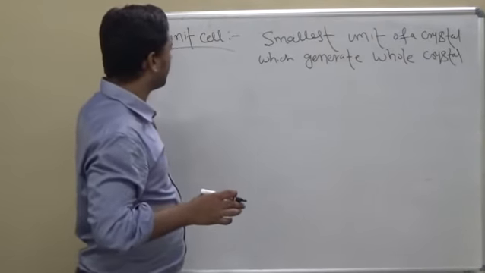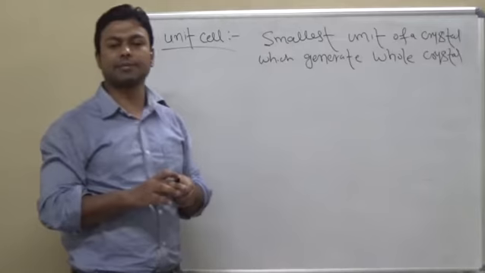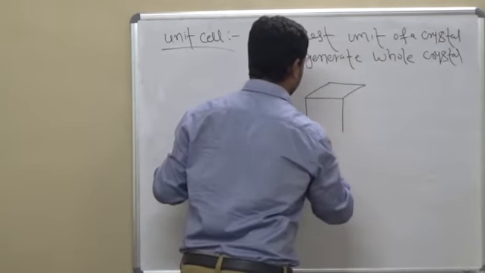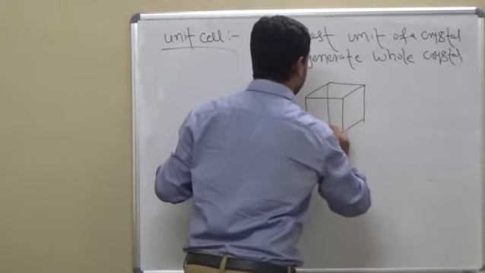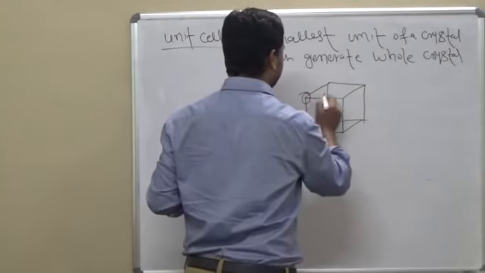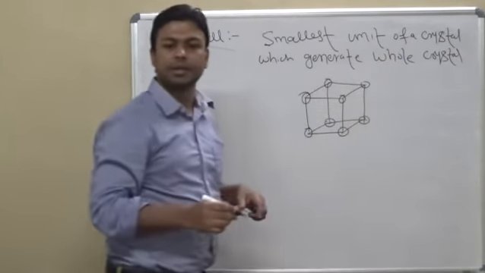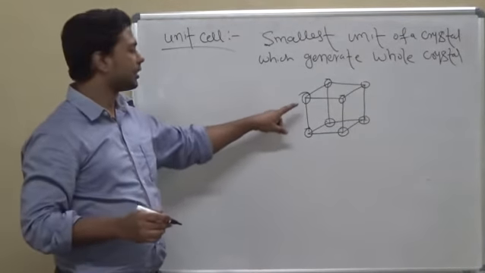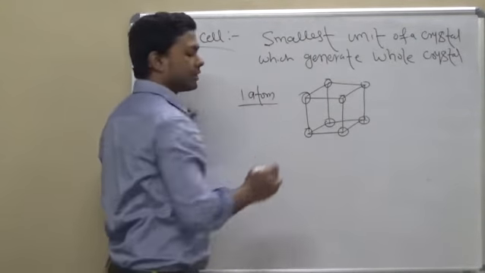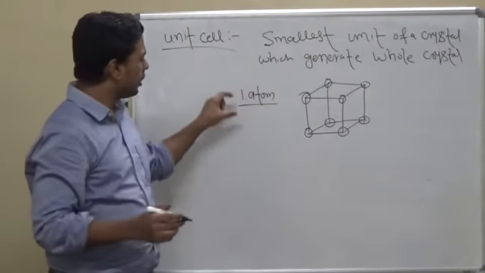So assume this is a unit cell. If atoms are present at this lattice point, this lattice point, this lattice point, this lattice point, all corners, effectively we will get one atom per unit cell. This is the effective number of atoms. Actually this is 8, but each is shared by 8 cells. So effectively we have one atom.